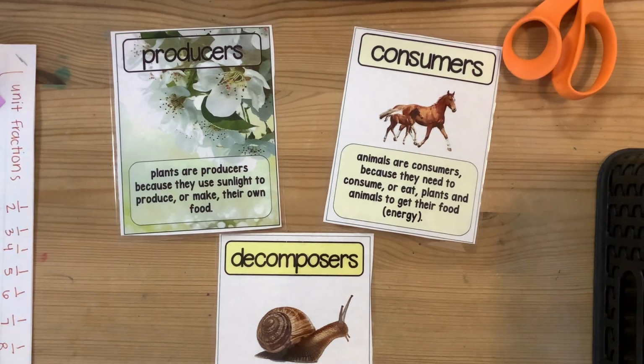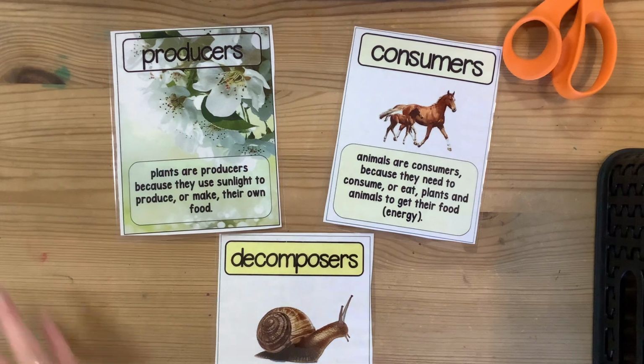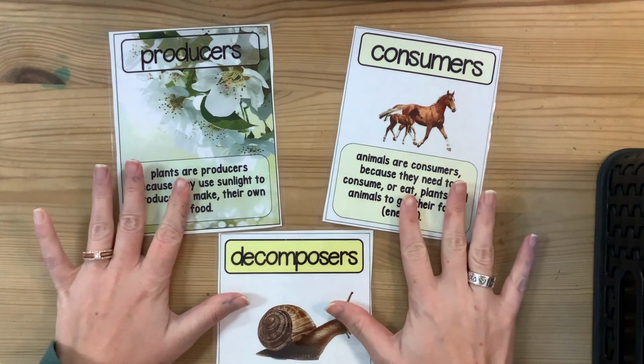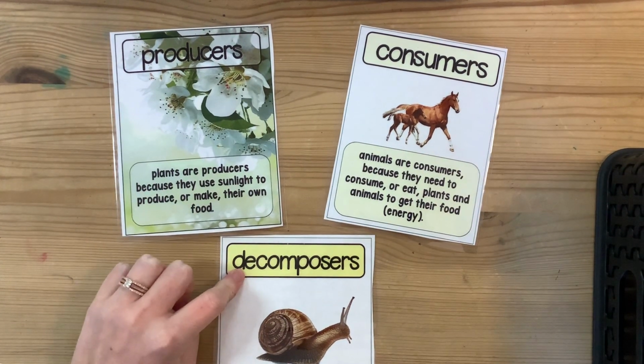Hi, third grade. So we are talking more about our ecosystems and how things interact with each other in ecosystems. So how animals interact with plants, how they interact with each other, how they are affected by the abiotic factors. So we learned these three words last week. We learned producer, consumer, and decomposer.